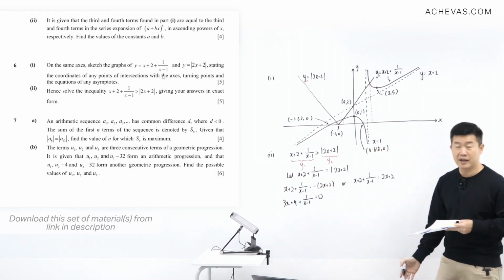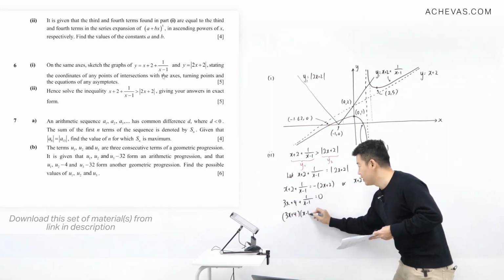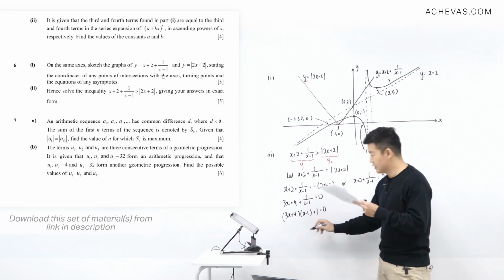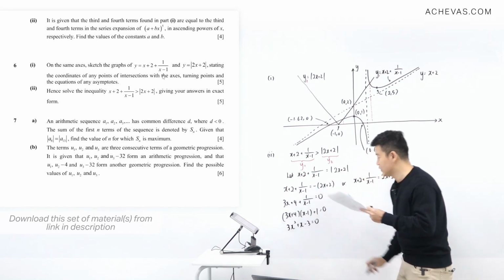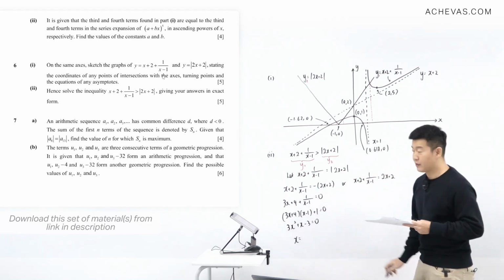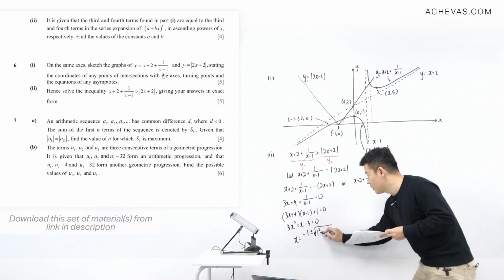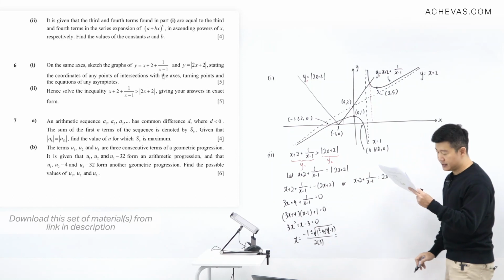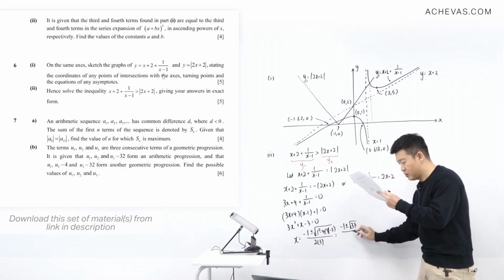I'll multiply throughout by x minus 1. This is 3x plus 4, multiplied by x minus 1, plus 1, equal to 0. Expanding and combining, we have 3x squared plus x minus 3 equal to 0. Solving for x using the quadratic formula, x is minus b plus or minus the square root of b squared minus 4ac, divided by 2a. This gives us minus 1 plus or minus square root of 37 over 6.